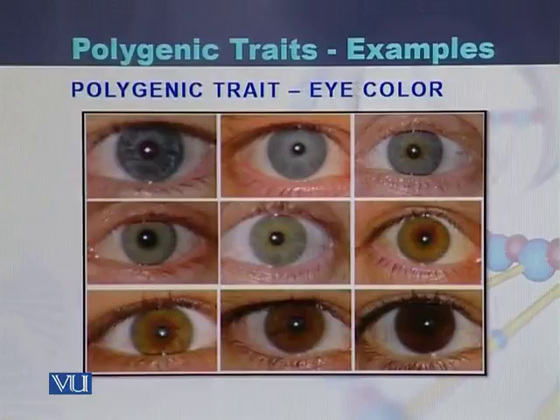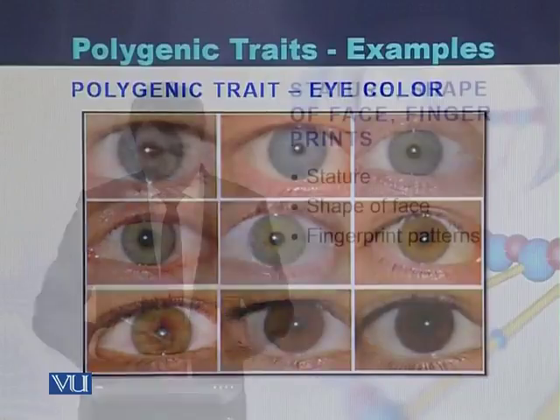This is an example of a polygenic trait. The eye color in humans: we can see that there is variation in the eye color of humans. Eye color of humans is controlled by more than one gene. So this is an example of polygenic traits.